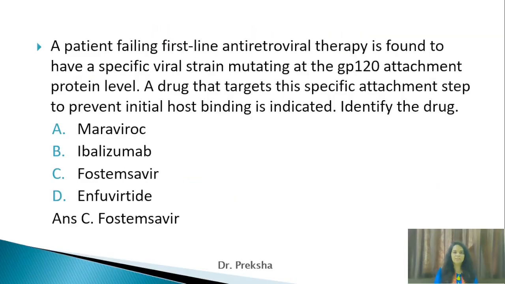Now let us discuss this case MCQ. A patient failing first-line antiretroviral therapy is found to have a specific viral strain mutating at the GP120 attachment protein level. A drug that targets this specific attachment step to prevent initial host binding is indicated. Identify the drug: maraviroc, ibalizumab, fostemsavir, or enfuvirtide.